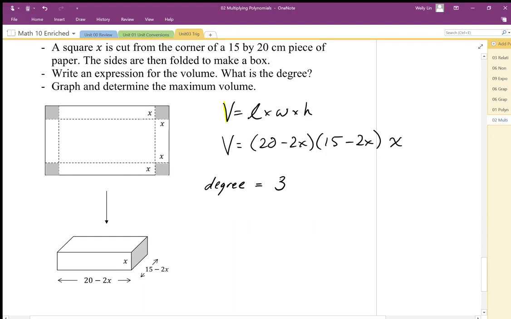So once I've done this, I want to find out the maximum volume of this box. Well, if I graph this, if I graph the y values as v, I can see where the highest point of the graph is, and that should reflect the highest or the biggest volume of the box. So I'm going to go onto my Desmos and do this and see what this looks like.